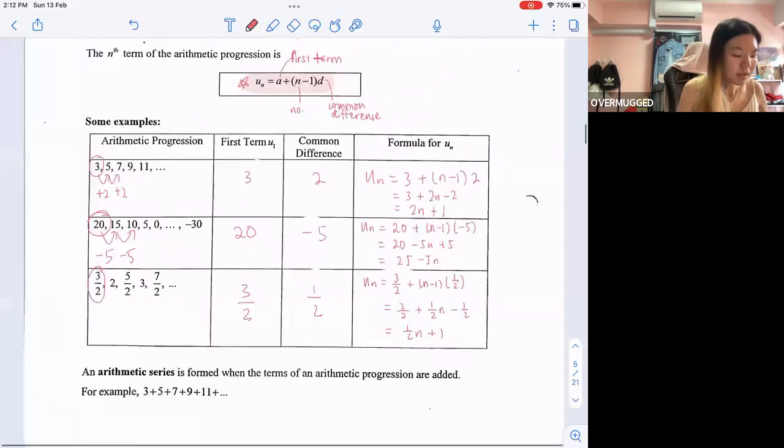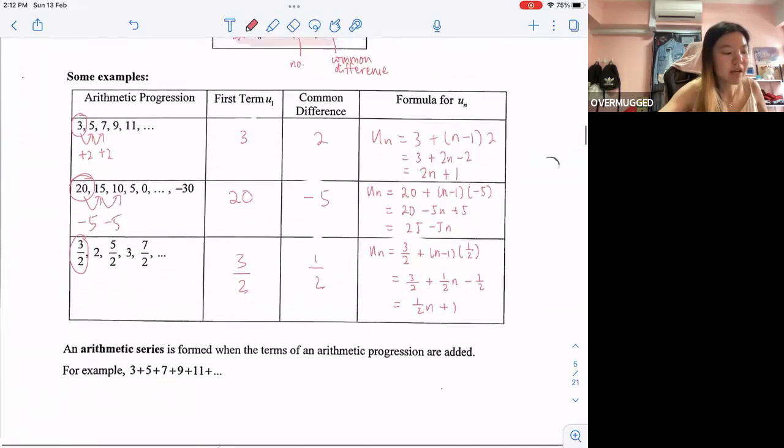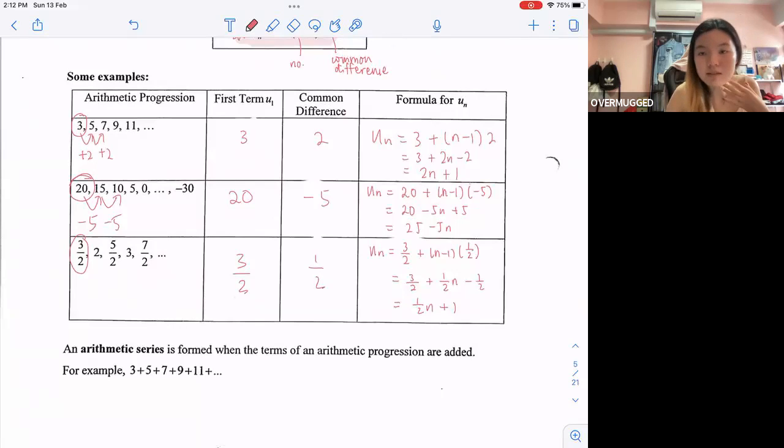So all these are good examples of arithmetic progressions, or arithmetic sequences. Of course, then what is an arithmetic series? It is a series when all the terms of the arithmetic progression are added together. For example, for the first AP, 3, 5, 7, 9, 11, it is only an arithmetic series if it is 3 plus 5 plus 7 plus 9 plus 11, and so on and so forth.